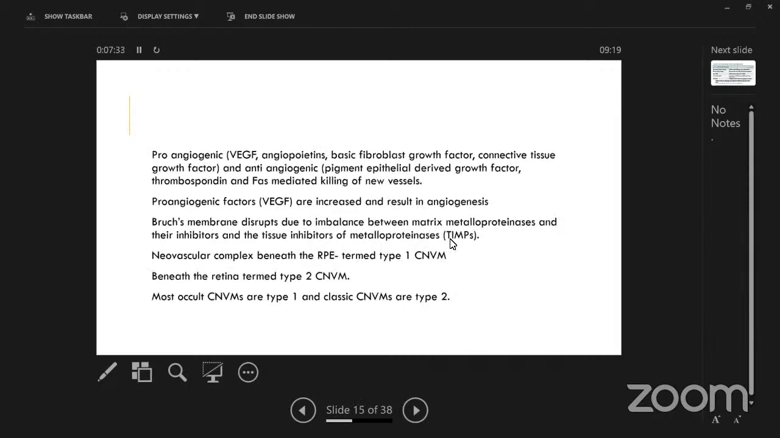Also, regarding the pro-angiogenic factors and anti-angiogenic factors, the imbalance between them is going to result in angiogenesis. Then Bruch's membrane is disrupted due to imbalance between the matrix metalloproteinases and the tissue inhibitors of metalloproteinases. The neovascular complex beneath the RPE is termed type 1 CNVM, and beneath the retina is termed type 2 CNVM.